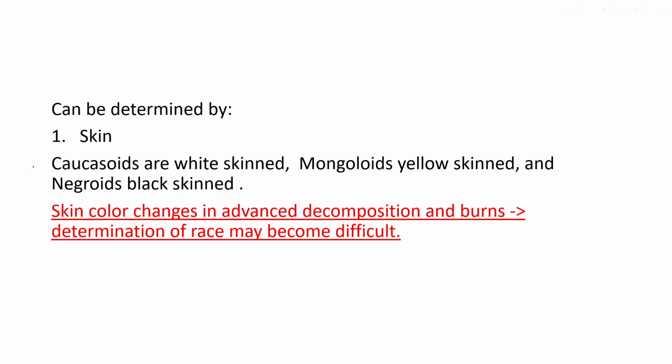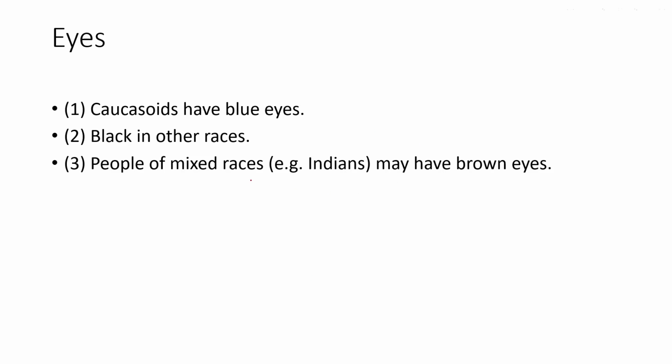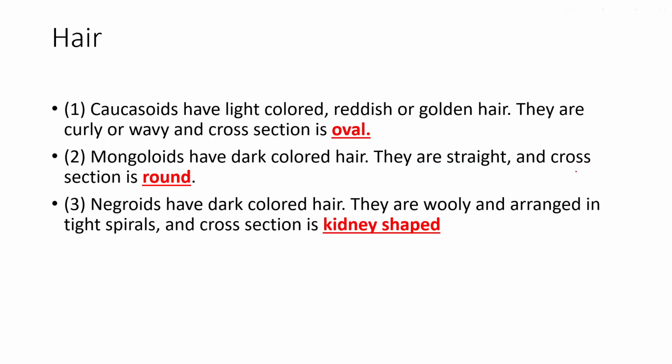Right, let me discuss the skin of these three races. Skin is mostly white in the European, Mongoloids have yellow, and Negroids have black skin. But skin is not a very important feature because it keeps on changing during the lifetime as well as after death in the postmortem lividity, right? So this is not a very authentic point. Talk about the eyes. Europeans mostly have blue eyes and black in the other races, and the mixed races mostly have brown ones.